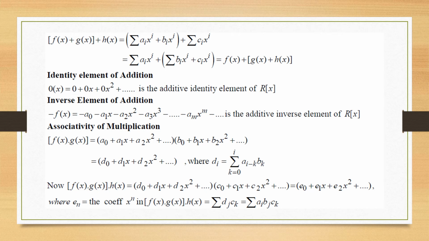So the identity is 0 of x, that is 0 plus 0x plus 0x square and so on, is the identity element of R of x, because under addition, 0 is the identity element. So far we have proved associative, commutative, and identity. So now the inverse element.